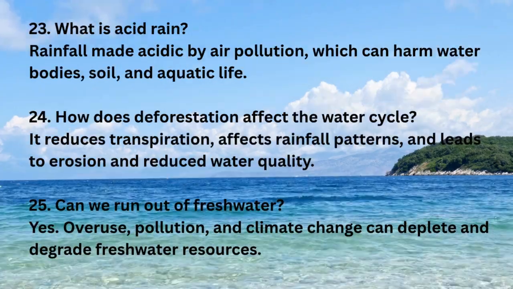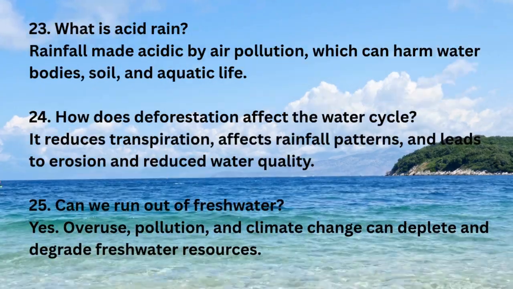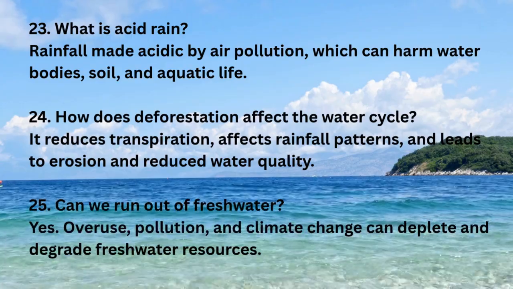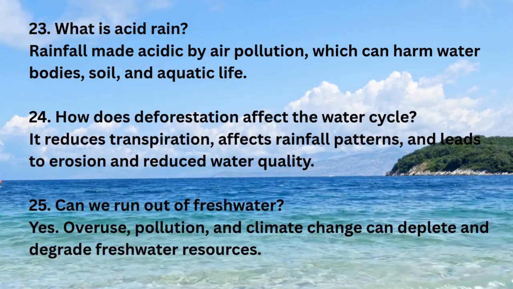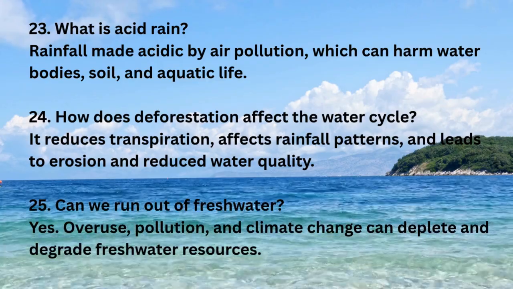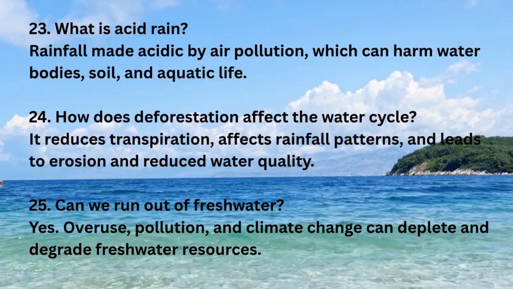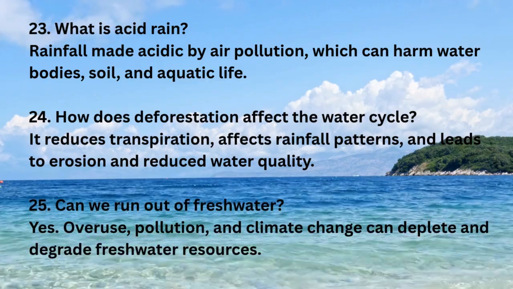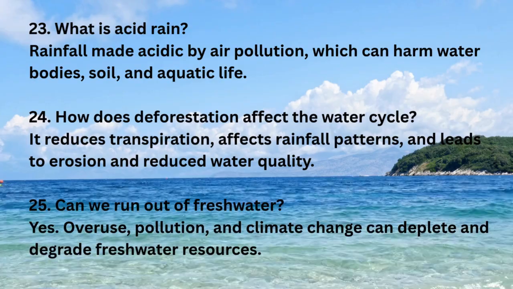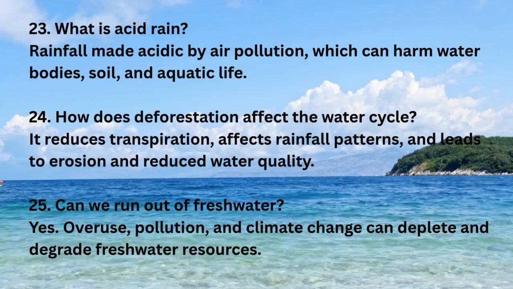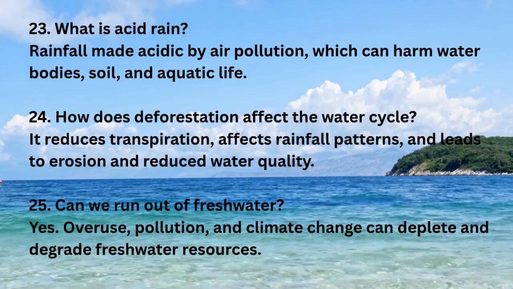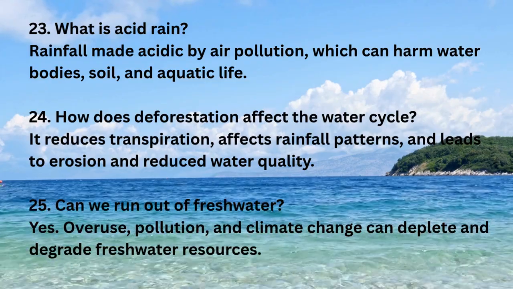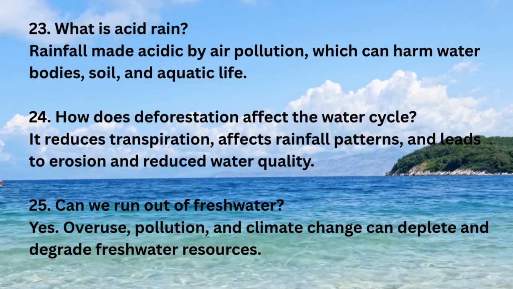23. What is acid rain? Rainfall made acidic by air pollution, which can harm water bodies, soil, and aquatic life. 24. How does deforestation affect the water cycle? It reduces transpiration, affects rainfall patterns, and leads to erosion and reduced water quality. 25. Can we run out of fresh water? Yes. Overuse, pollution, and climate change can deplete and degrade freshwater resources.